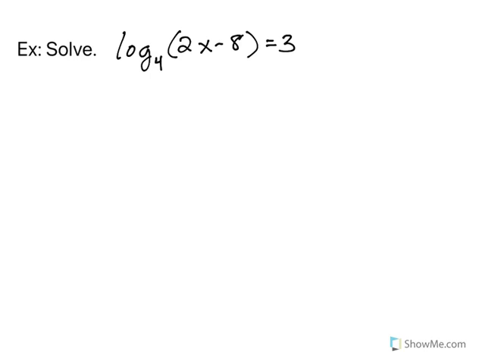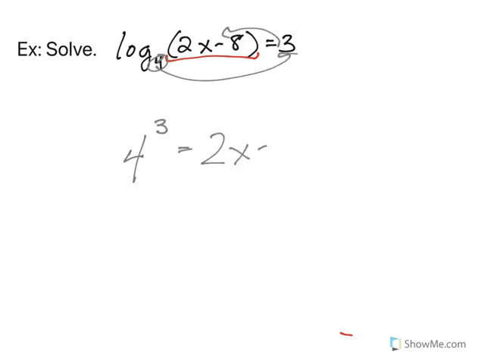Okay, so let's solve. The log of 2x minus 8, base 4, equals 3. And I know when you look at this, you're like, I'm sorry, what? Okay, well, 2x minus 8, that is the entire argument. So we have already isolated the log. So we are ready to change this to an exponential. So I take the base, take it to the third power, and set that equal to the argument of 2x minus 8. All right, what is 4 to the third power? Well, 4 to the third power is 64. Okay, so 64 equals 2x minus 8.